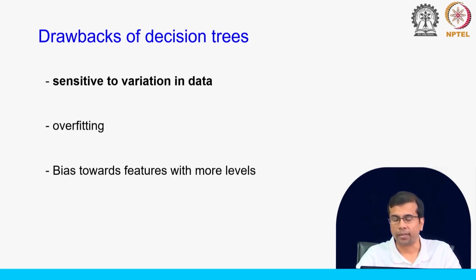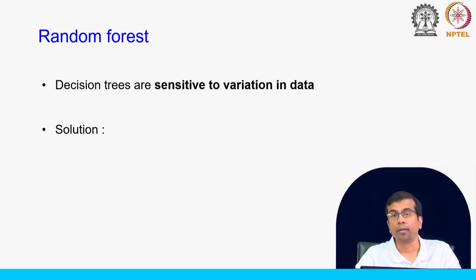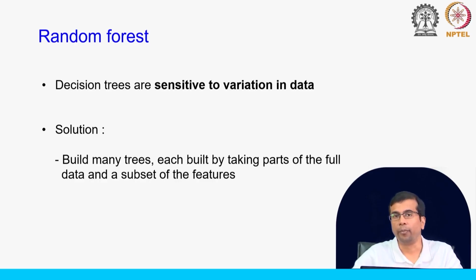To address this, researchers came up with a solution called random forest, and the solution is very simple. When you talk about random forest, it is: build many trees. Instead of just building one decision tree, build many decision trees, and each decision tree will be built by taking parts of the full data and a subset of the features.